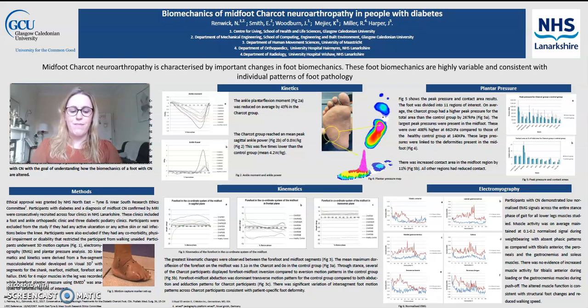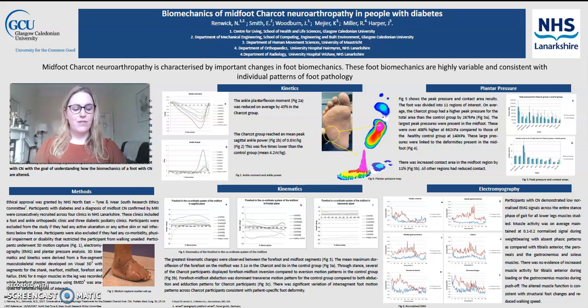These large pressures match the deformities which are present in the foot, as can be seen clearly in Figure 4. The peak pressure is a direct result of the bony deformity in the midfoot. There was also increased contact area in the midfoot by 11%, while all other regions had reduced contact in the Charcot group. Figure 6 shows the results for the electromyography.